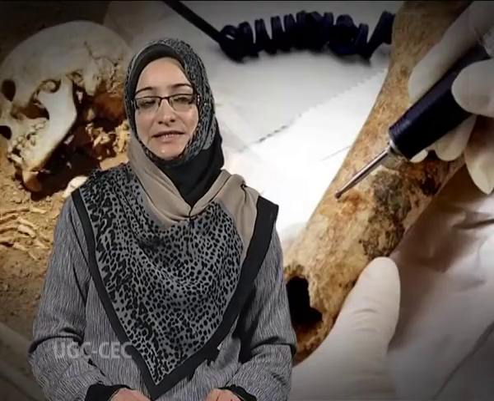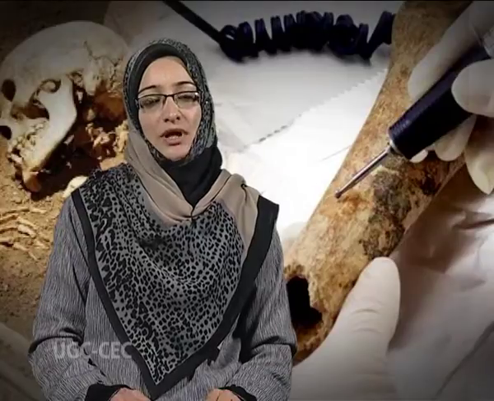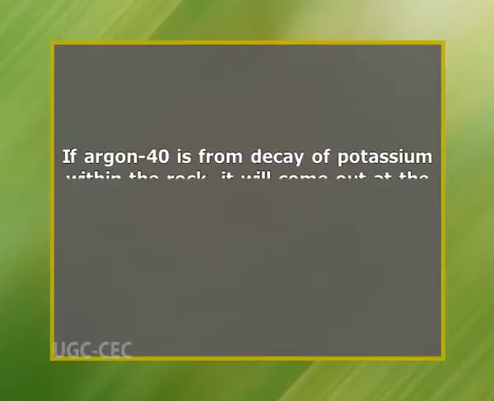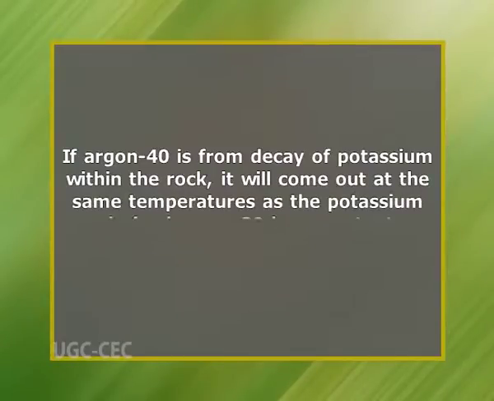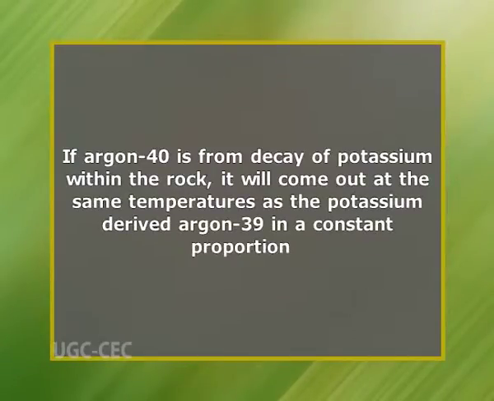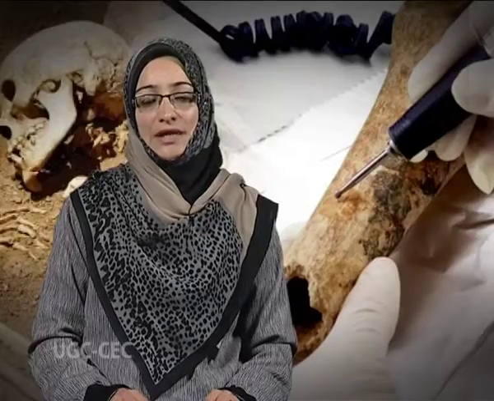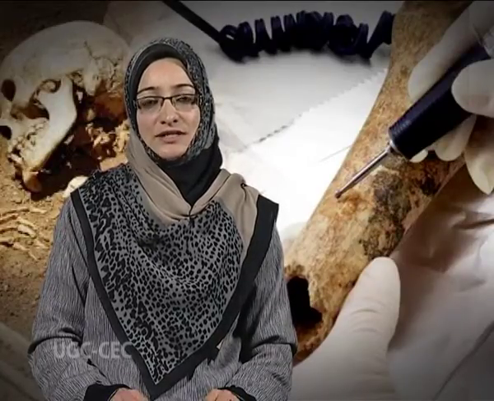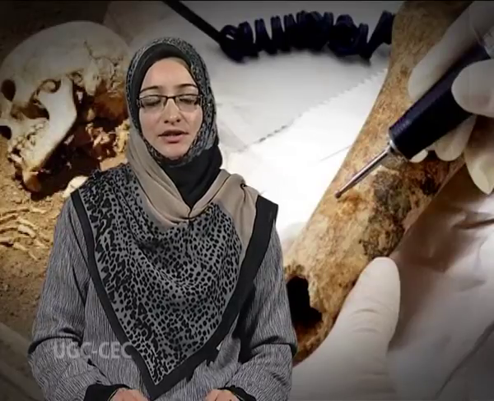The rock is then heated in a furnace to release both the argon 40 and the argon 39 for analysis. The heating is done at incrementally higher temperatures, and at each step the ratio of argon 40 to argon 39 is measured. If the argon 40 is from decay of potassium within the rock, it will come out at the same temperatures as the potassium-derived argon 39 in a constant proportion. On the other hand, if there is some excess argon 40 in the rock, it will cause a different ratio of argon 40 to argon 39.